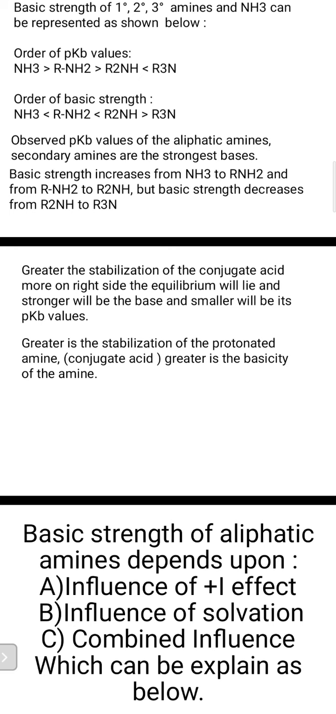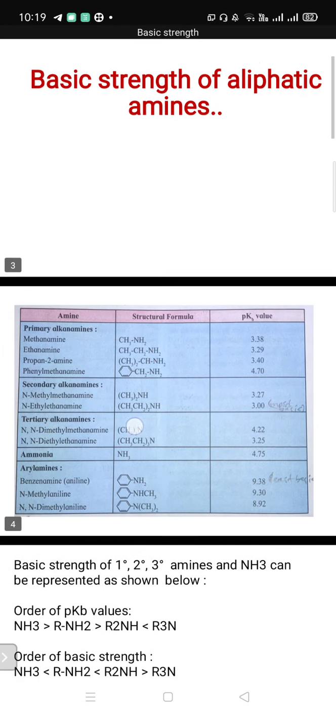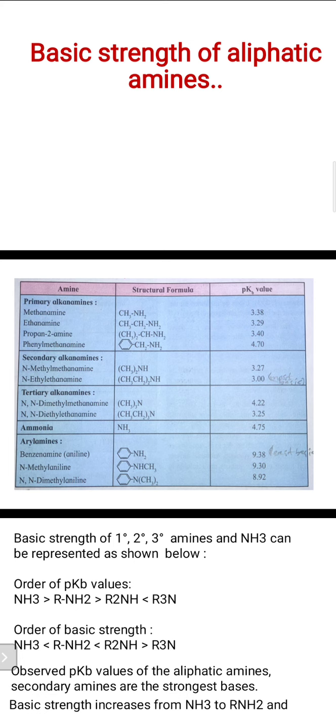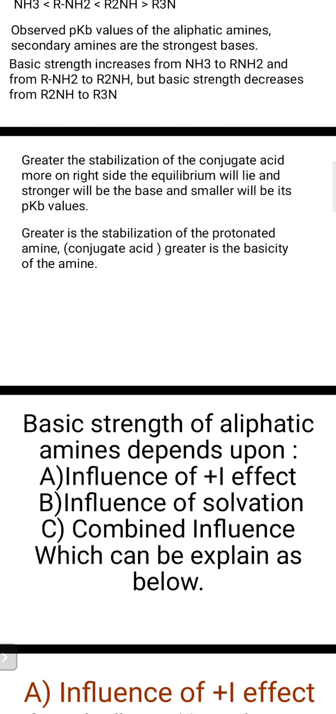Greater the stabilization of the conjugate acid, the more the equilibrium will lie on the right side, the stronger will be the base, and smaller will be its pKb value. That we can learn from that table also. After all, greater the stabilization of the protonated amine, meaning the conjugate acid, greater is the basicity of the amine. So from that previous table you can clearly understand this order about the basicity as well as their pKb values. Everybody has to see this table very carefully.